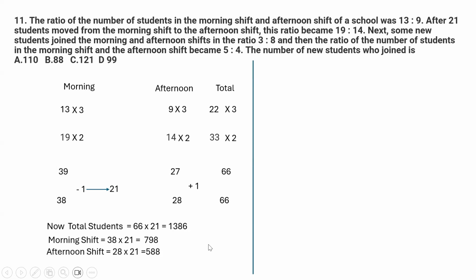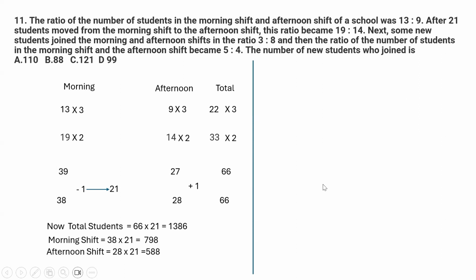Now, till here, we have dealt with the first line, till this point, 19 is to 14. Next, some new students joined the morning and afternoon shifts in the ratio 3 is to 8. So, these are again values, right? And the ratio is 19 is to 14 as of now. Now, to this, there is an addition. And the addition is that in morning and afternoon shift, new students have joined in the ratio 3 is to 8. And the ratio of number of students in the morning and afternoon shift became 5 is to 4. Ratio changed after some new students joined in the ratio 3 is to 8.